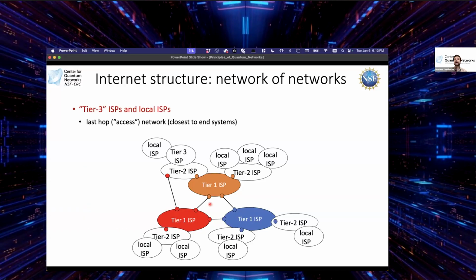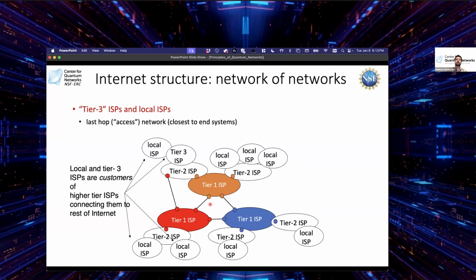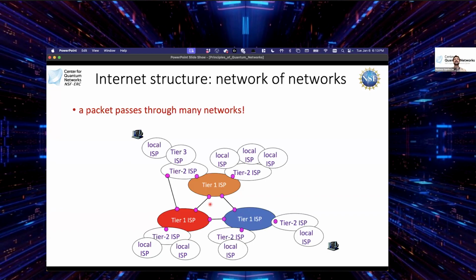And then we get tier three ISPs that are local ISPs that will act as last hop access networks that will be the closest to the end systems. And they will again connect to tier two ISPs or higher order ISPs to allow them to connect to the rest of the internet. So it turns out that in this network of networks, a packet that is sent from source to destination traverses many networks on its way.